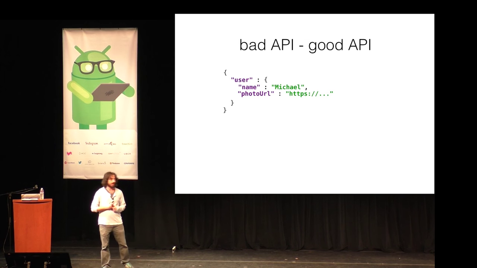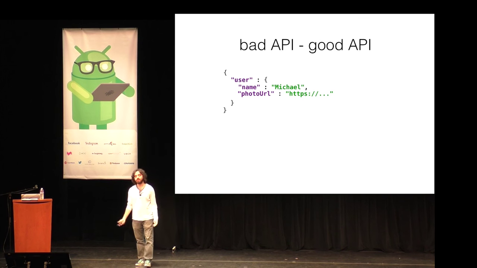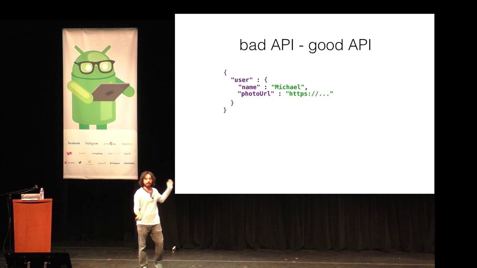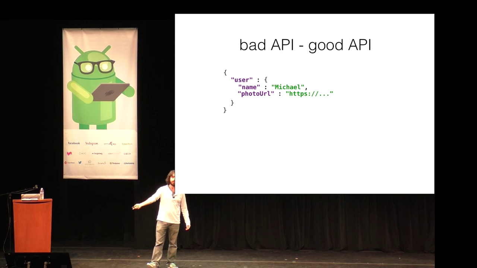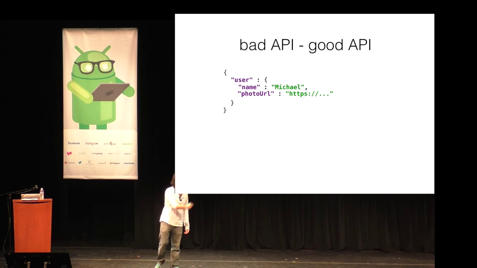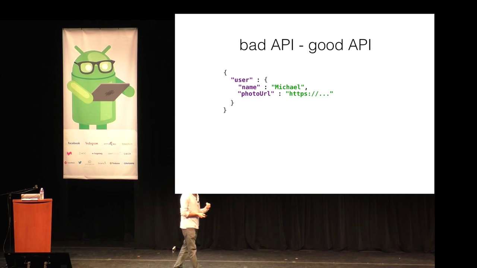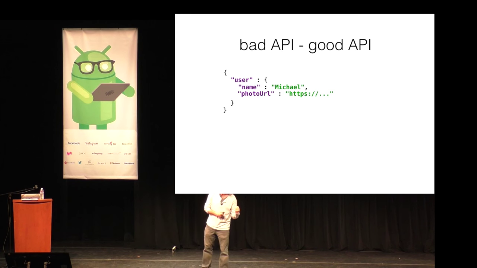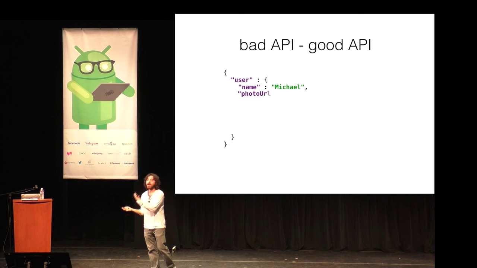And so here's a bad API example. I have this user information, it has a name, it has a photo URL. So what's the problem here? You've probably seen this many times. Well, the problem here is that photo URL, because it does not tell you anything about that photo unless you go and fetch the data. But your server has the photo, right? The photo is there, so they actually know about it. So they could be nice and send you the width and height of the photo.